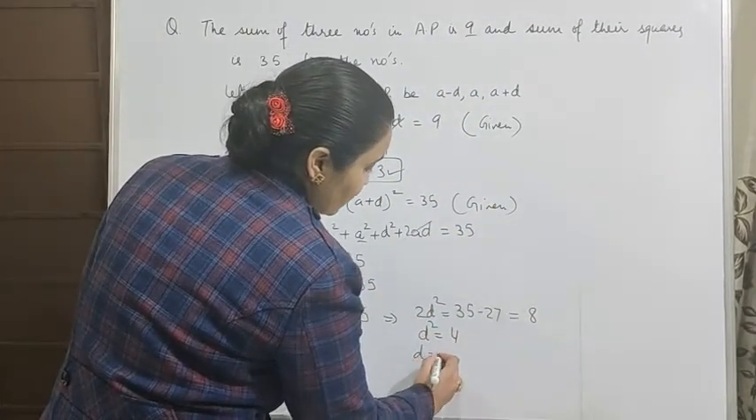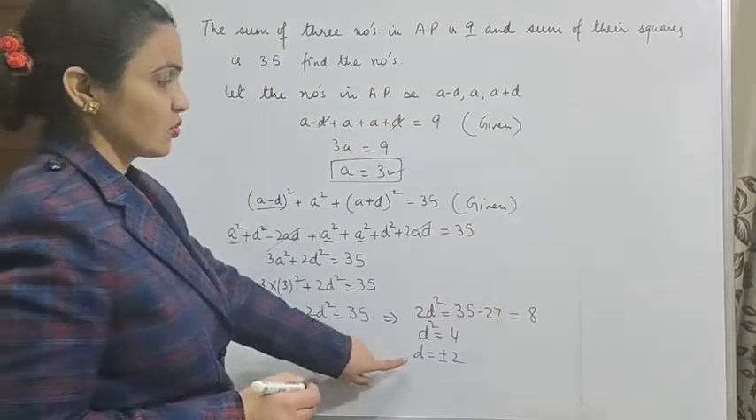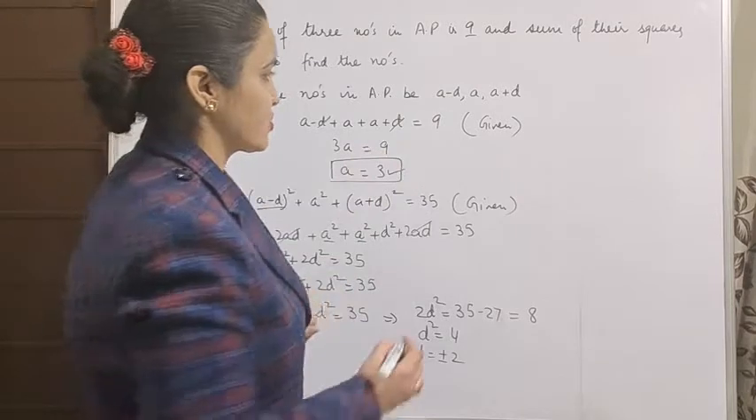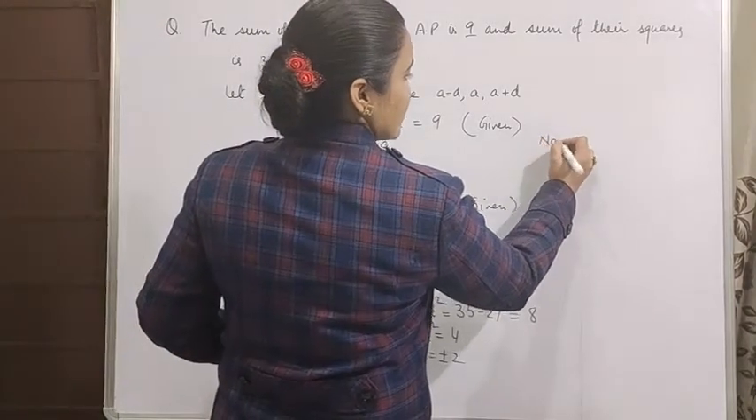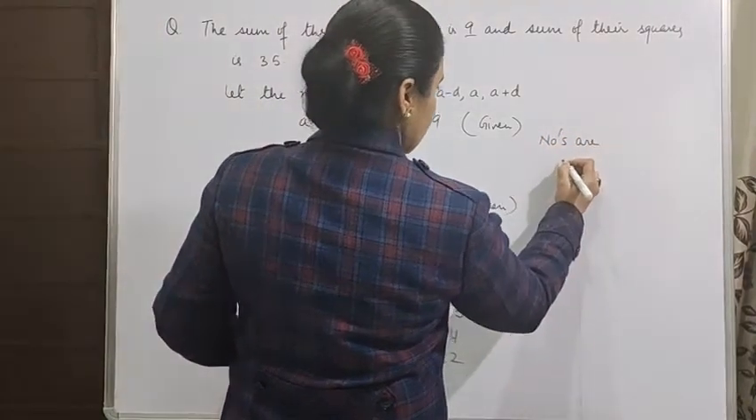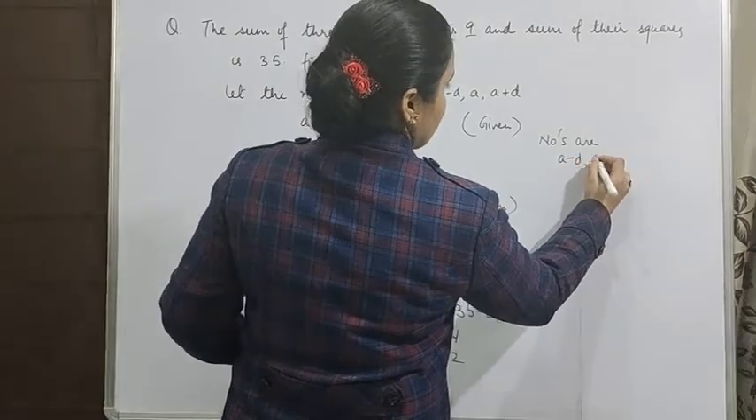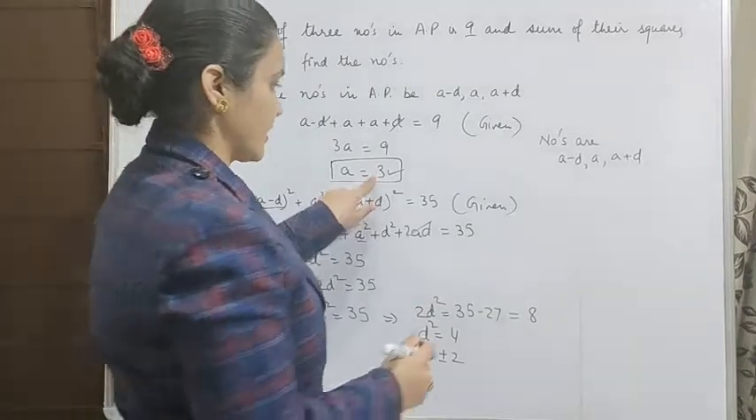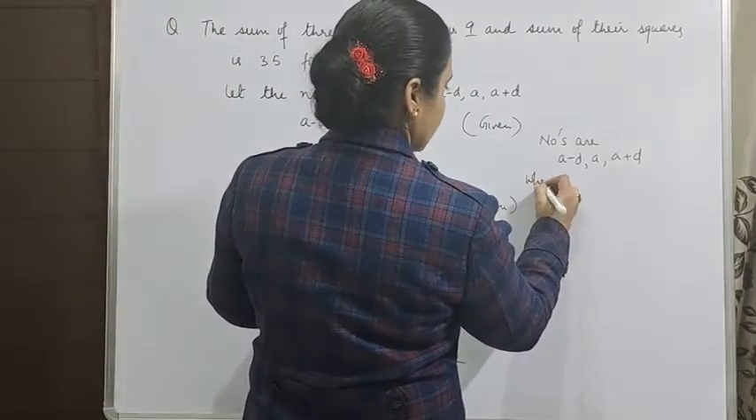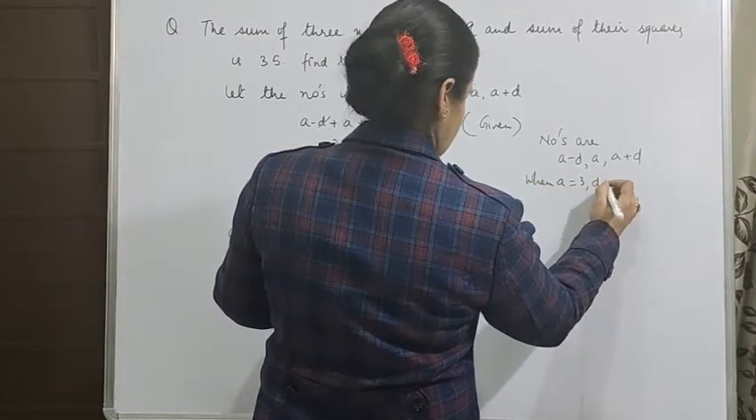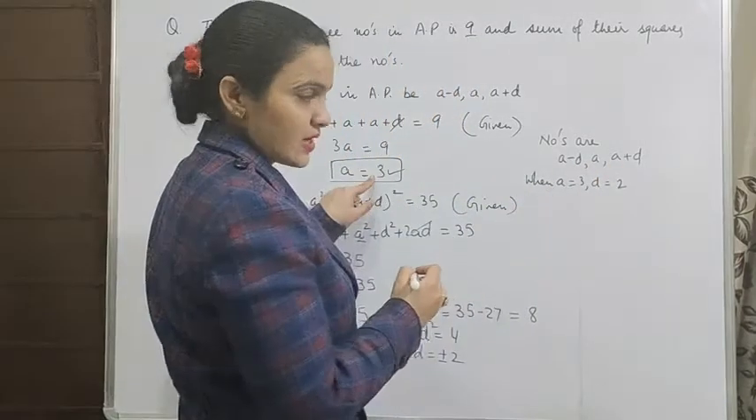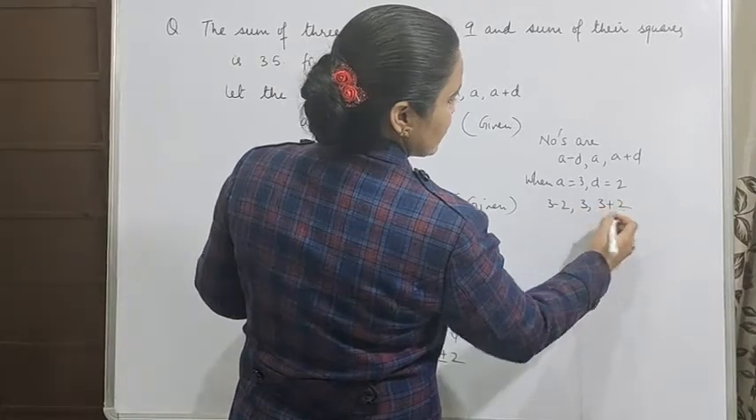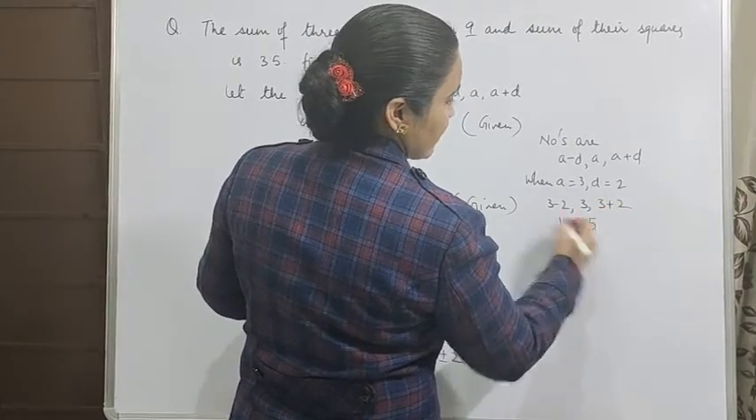D is equal to plus minus 2. So let us now take d as plus 2 and minus 2. So therefore the numbers are a minus d, a, a plus d. Put the value of a is 3 and d is plus 2. So we have 3 minus 2, 3, 3 plus 2. So the numbers are 1, 3 and 5.